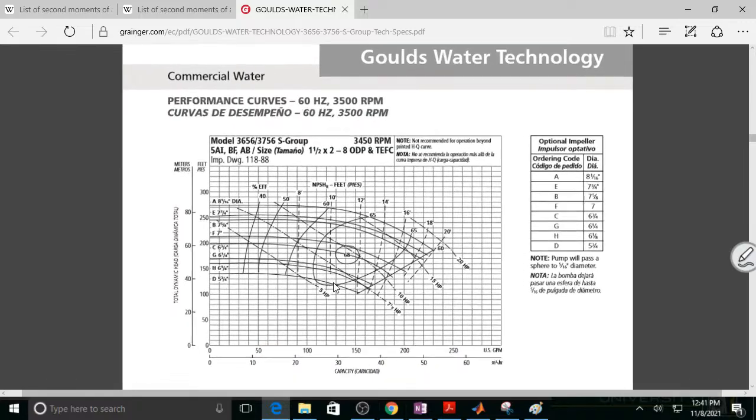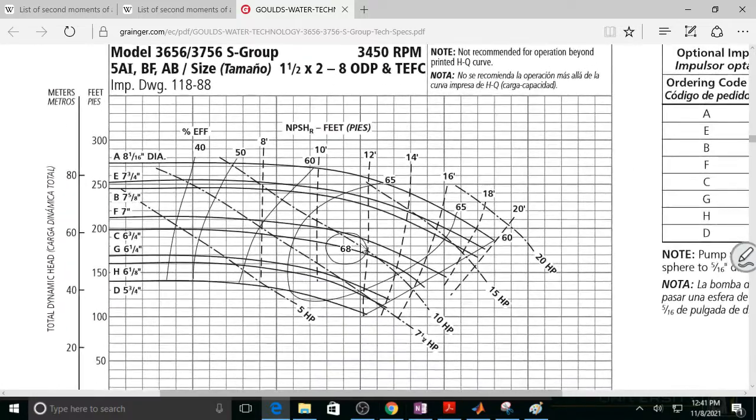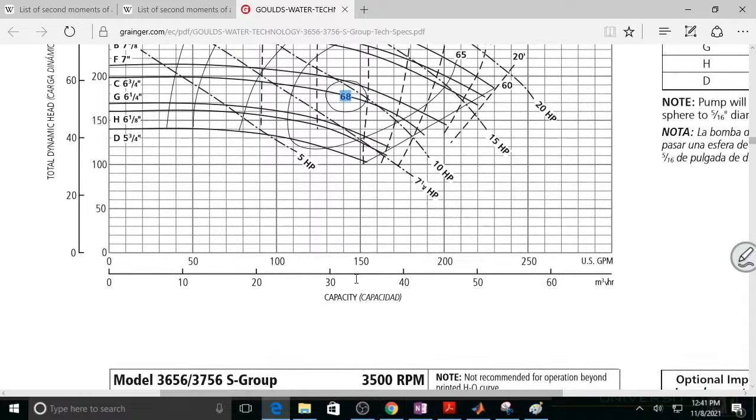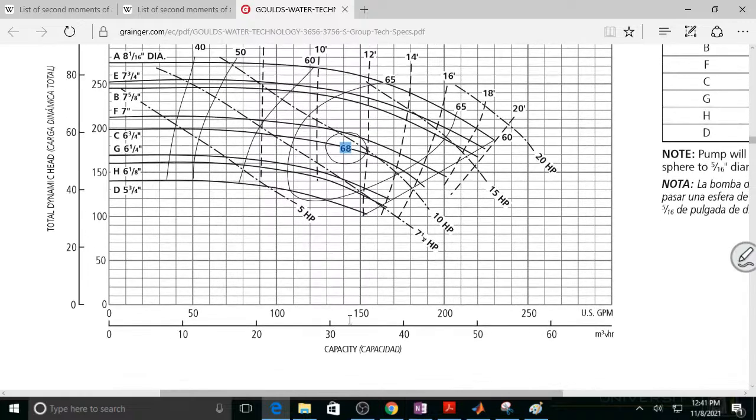Like there's one. That's kind of interesting. Its most efficient is right here where that 68 sits. So moving about 140 gallons per minute with the total dynamic head of somewhere around 55. So that's the best operating point for that.